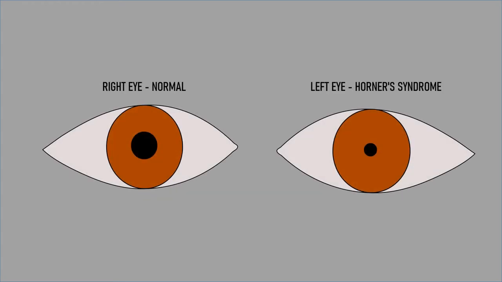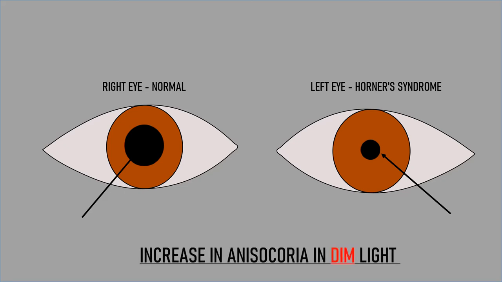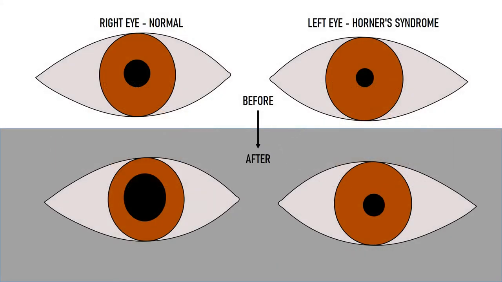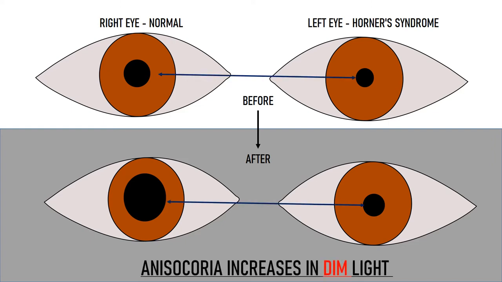So when we dim the lights, the pupil on the right side, which is the normal eye, will respond by dilating rapidly because its sympathetic system is working normally. But the pupil of the left eye will dilate slowly, or sometimes it may not even dilate at all because its sympathetic pathway is defective. This will cause increase in anisocoria in dim light. You can see here in these before and after diagrams that the anisocoria, that is the difference between the size of the two pupils, is more in darkness.